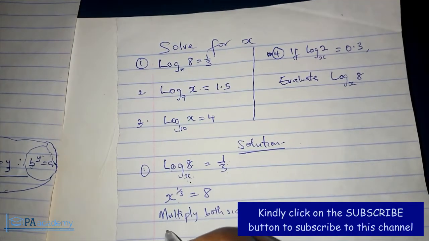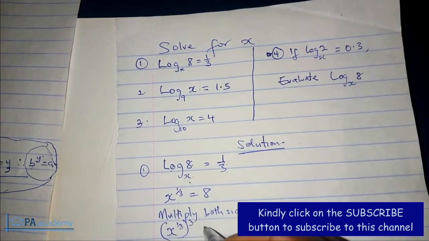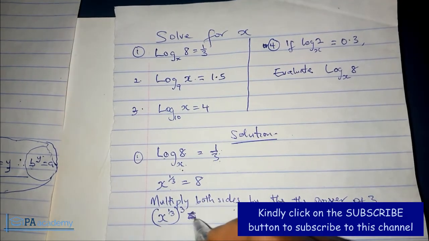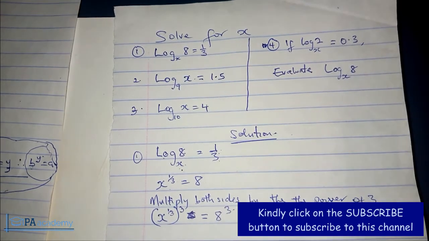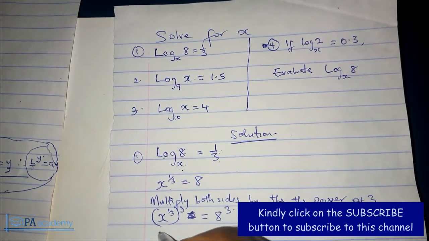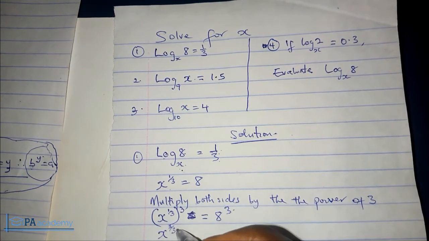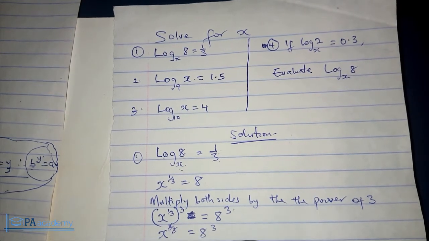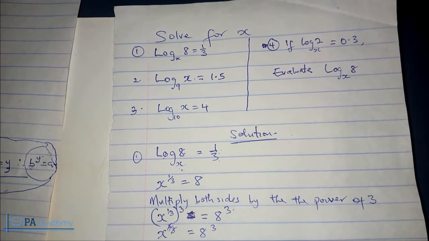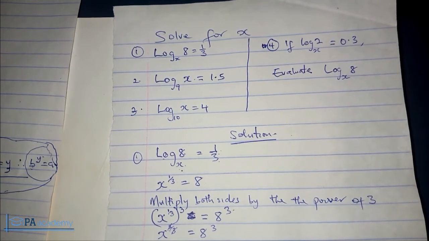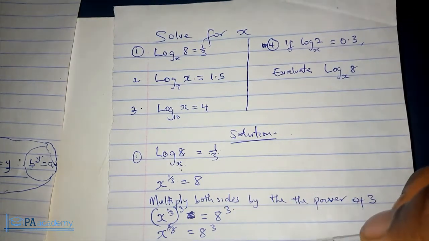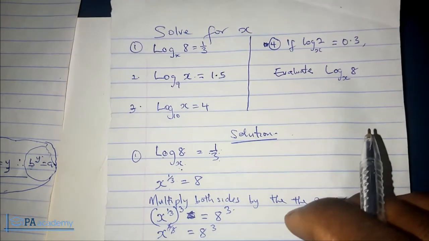So we'll have x raised to power 1 over 3, raised to power 3, is equal to 8 raised to power 3. So we have x raised to power 3 over 3 is equal to 8 raised to power 3. This cancels this, leaving us with x is equal to 8 raised to power 3, and 8 raised to power 3 is equal to 512. So that means the value of x in this expression is 512. So that's it for example 1.